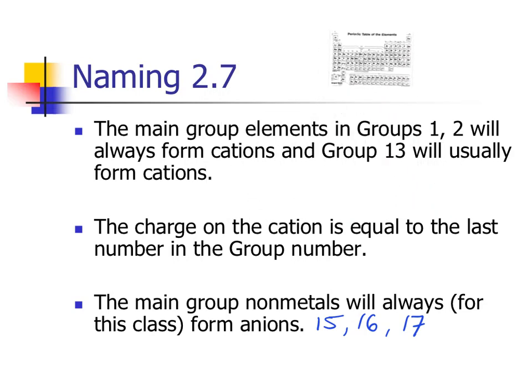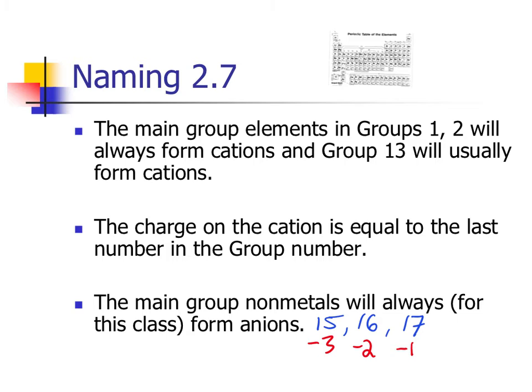Okay? Now, more specifically, they have very trendy charges as well. Group 17 forms a -1 charge. Why? Because they're 1 electron away from having the electron configuration the same as a noble gas. Group 16 forms a -2 charge. Why? Because it's 2 electrons away from having an electron configuration similar to that of a noble gas. And group 15 all form a -3 charge because, again, they're 3 electrons away from forming an electron configuration similar to that of a noble gas. So it's that octet rule that drives which ones are which.